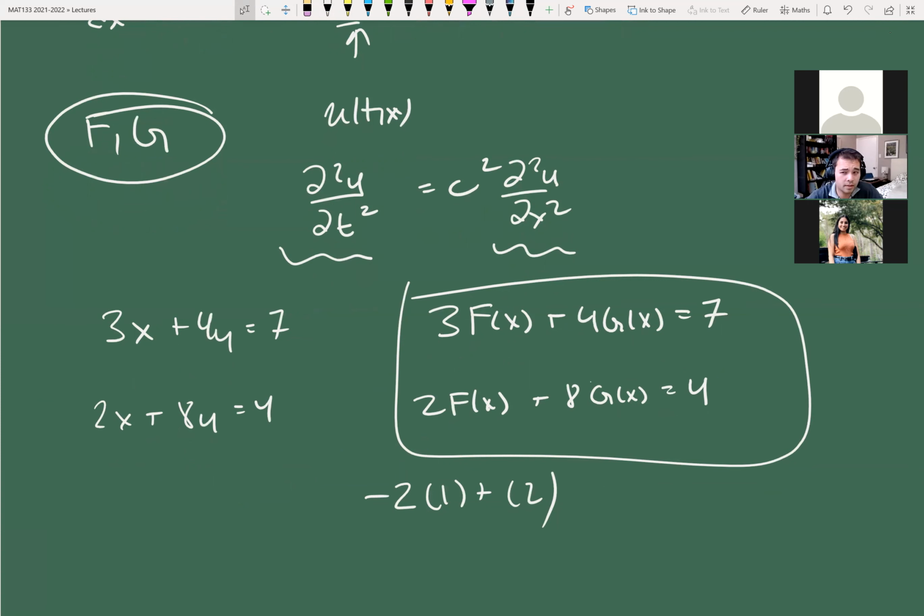Is everyone okay? Does that make sense? Or instead of a 7 over here, you've got an h of x or something. Instead of a 4, you've got a g of x. I think you guys are maybe getting hung up on the fact that these are functions instead of numbers, but it's still a linear system.